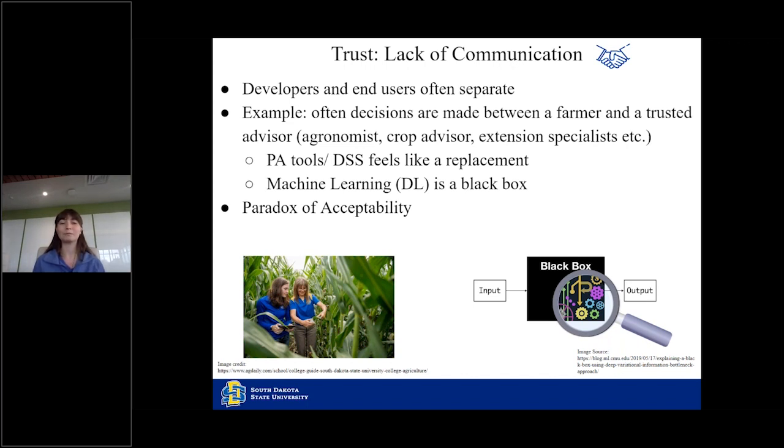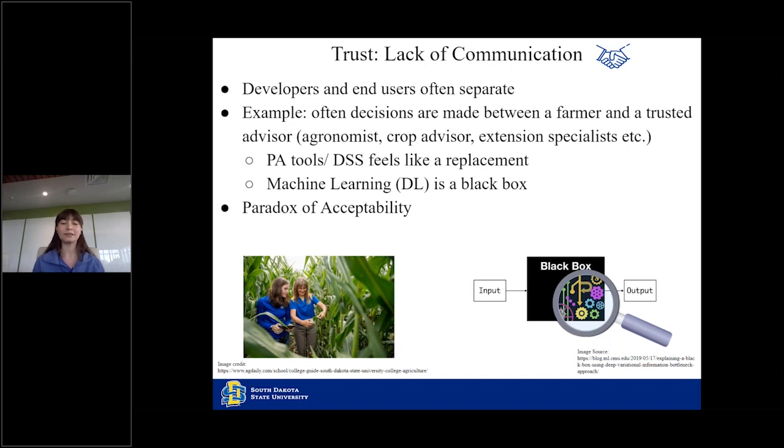So for example, often decisions are made between a farmer and a trusted advisor. So that would be like an agronomist, a crop advisor, an extension specialist, but it could also be somebody who's worked the field for a really long time, like a family member, and they really know how this field works. And oftentimes farmers feel like precision agriculture tools, essentially such as decision support systems, feel like a replacement for that trusted advisor. And that is kind of a disconnect and a lack of communication between the developers and the end users on kind of where they think that this technology should fit in.